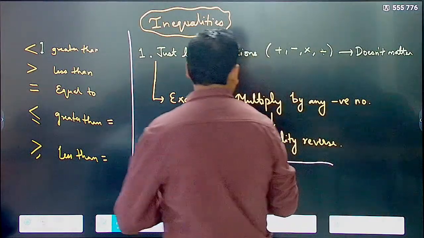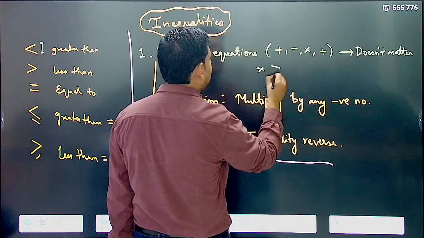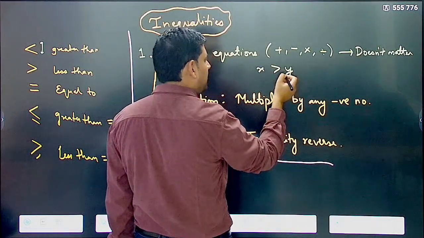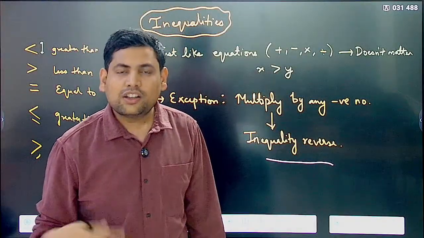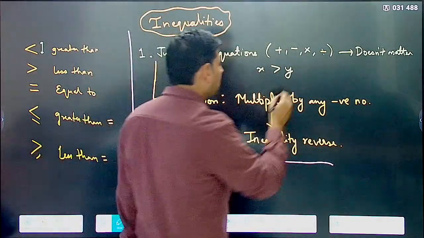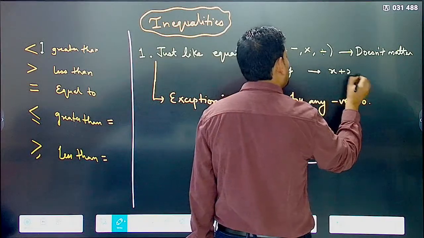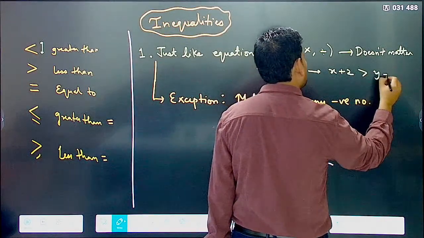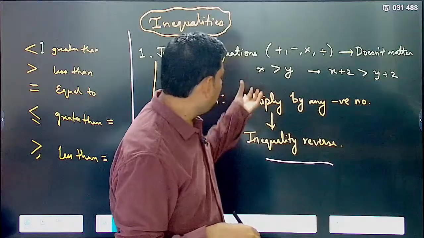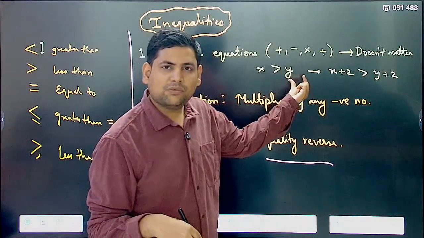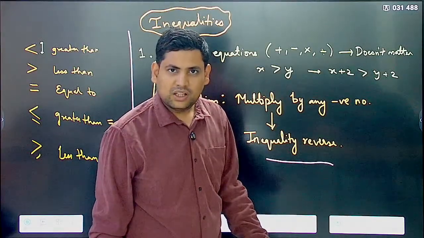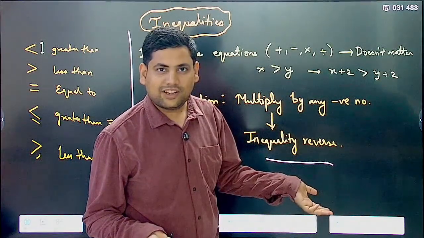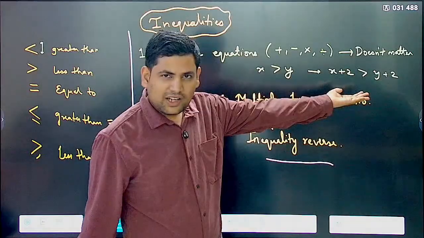For example, let's say x is greater than y. Then if I add 2 on both sides, will it matter? No, it won't. Correct. So I can write that x plus 2 is greater than y plus 2. X is the amount of money, let's say, I have, and y is the amount of money that you have. Now somebody comes and gives 2 rupees to each of us. Still I'll have more money than you. Correct. So it still works.